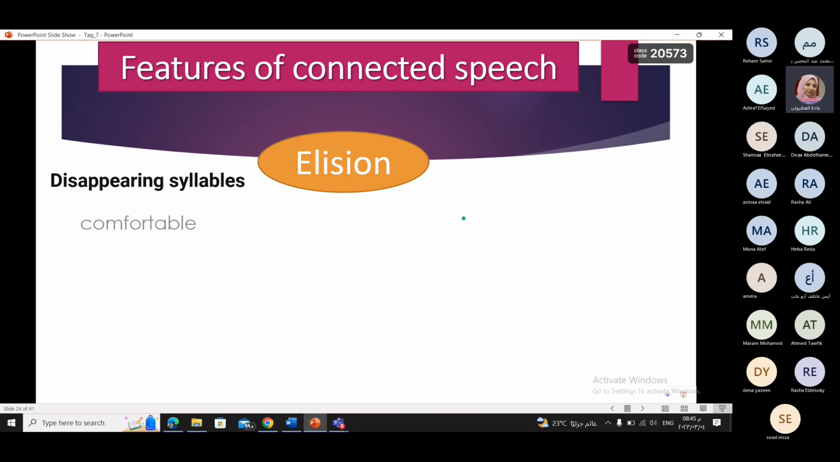What about the disappearing syllables like the word comfortable? If we say comfortable, it is four syllables, right? And remember that the stress is on the first syllable because it is an adjective. But if we elide this syllable, it becomes comfortable, with three syllables, like this. Practice, please.